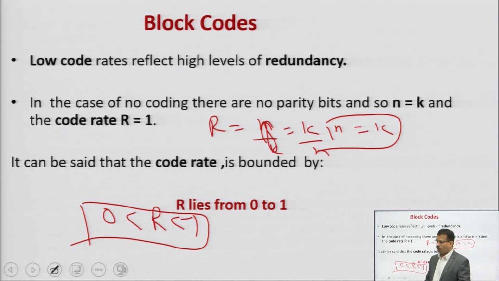So this code rate you can define and analyze in terms of redundancy in the system. That depends upon the number of parity or check bits that you are adding along with the input message bits for generating the block code in the system.